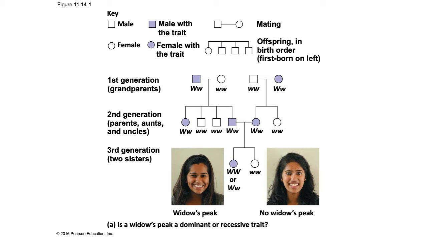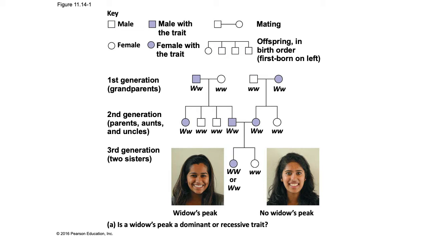So go back to the purple circle, that's the mom, trace up and see where her parents are. They're the white square and the purple circle in the upper right-hand part of the pedigree. Does the mom's dad have a widow's peak? The answer is no, because the box is white. Does the mom's mom have a widow's peak? The answer is yes, because the circle is purple.